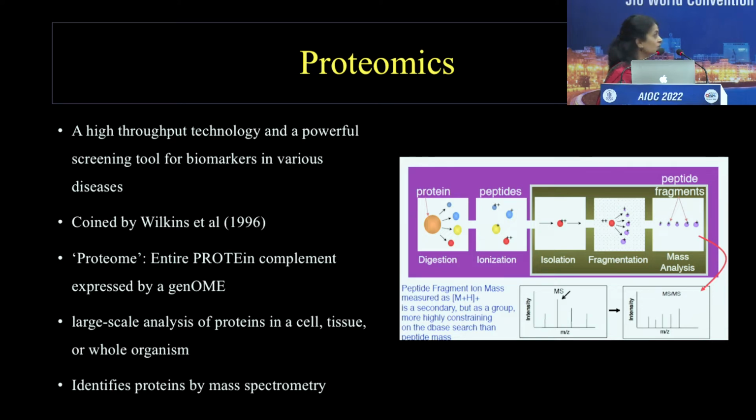spectrometry. Just in brief, the proteins undergo digestion, and we get peptides after the digestion of the proteins. When these peptides are ionized in mass spectrometry, they break into fragments, they get isolated, they get ionized, and then they get picked up and undergo mass analysis for their identification.